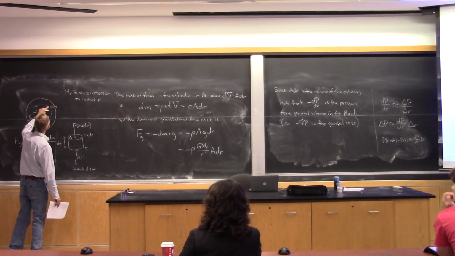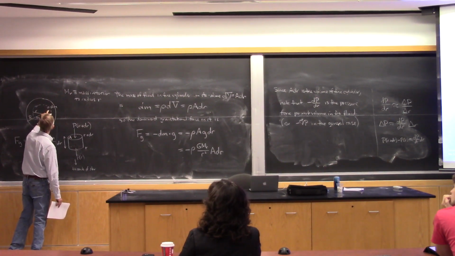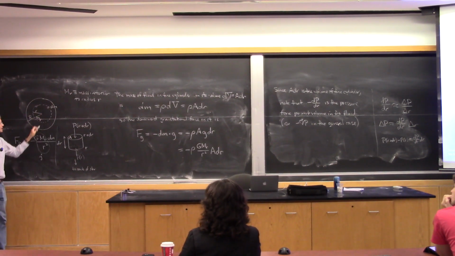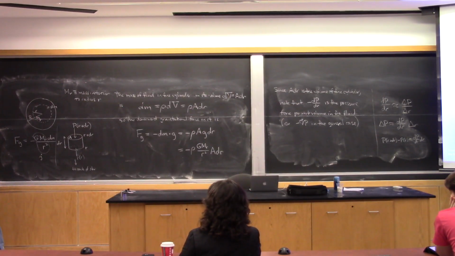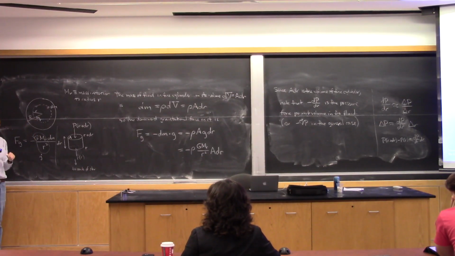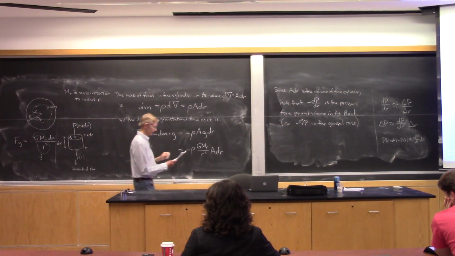So our little cylinder is here. Right, I'm making it much too large. There's our little cylinder, right? Its axis is along the direction to the center of the star. Any little cylinder I could draw, that's what we're dealing with there.